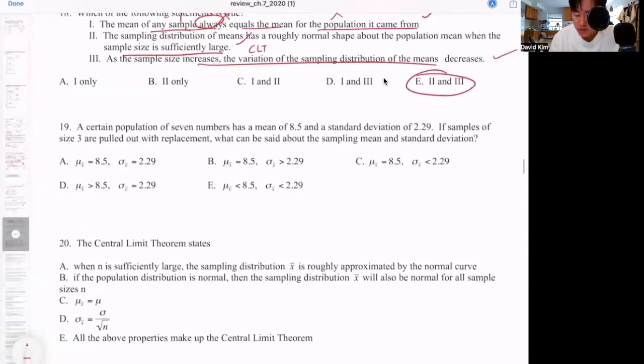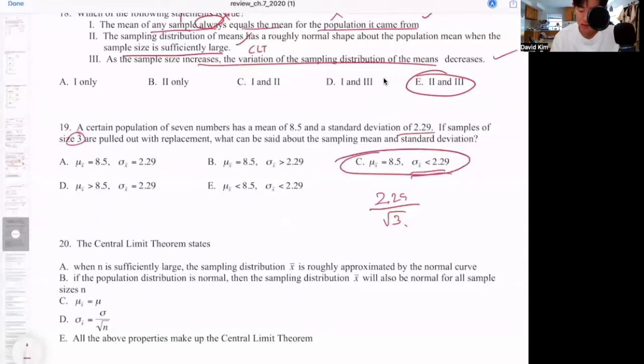A certain population of 7 numbers has a mean of 8.5 and a standard deviation of 2.29. I have a sample size of 3, which means I take that standard deviation divided by the square root of 3. Dividing by any number bigger than 1 means it's going to be smaller, so it's going to be C.